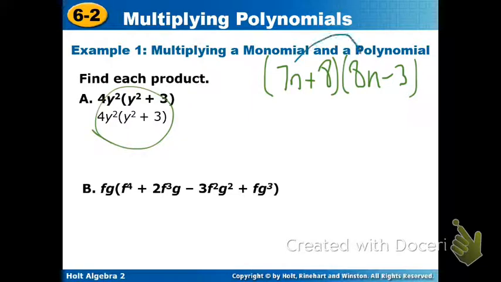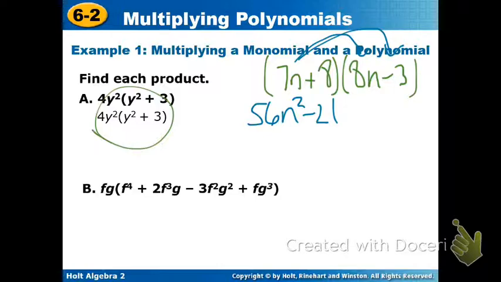7n times 8n. 7 times 8, 56. n times n, n squared. Do it again. 7n times the negative 3. 7 times 3 is 21. Negative 21. Okay. All right, let's go again. Now, this time we're going to go with the 8. The n.